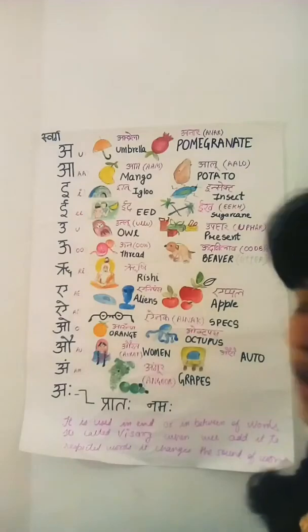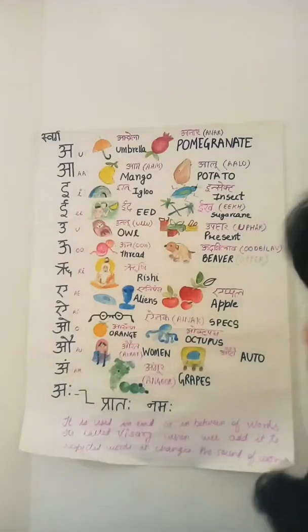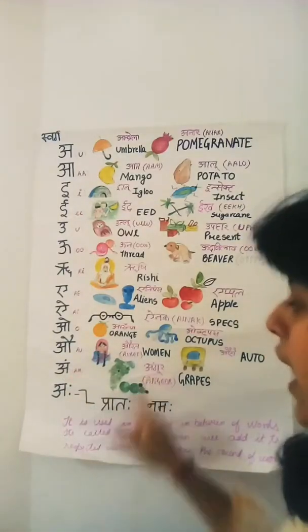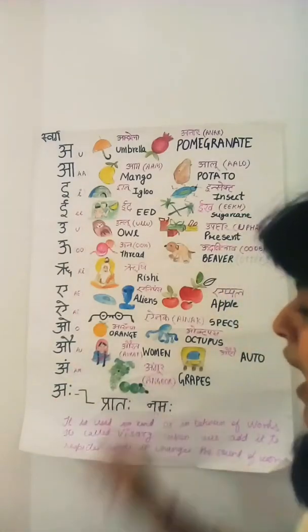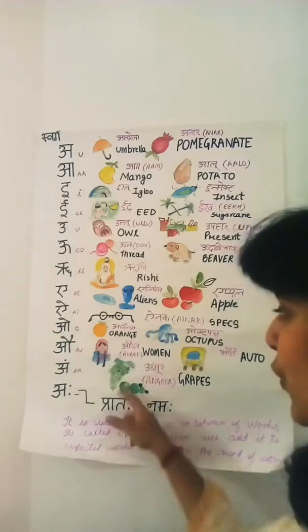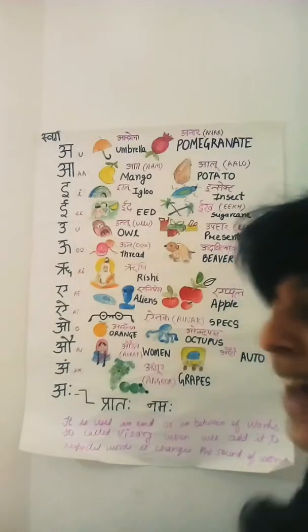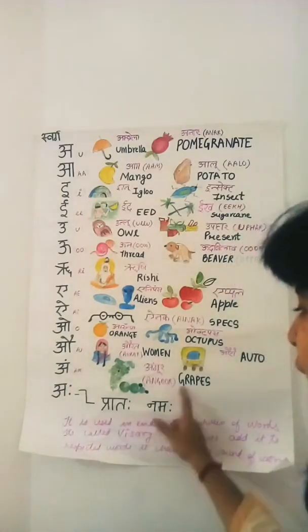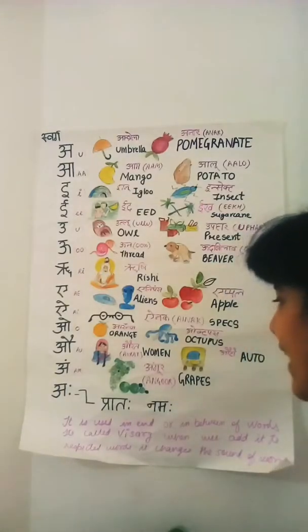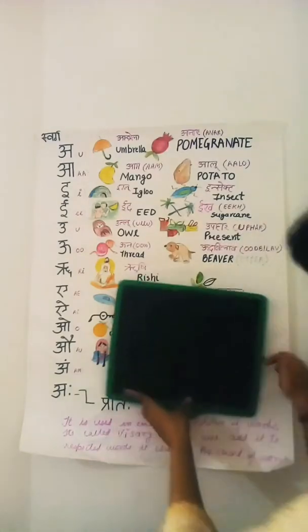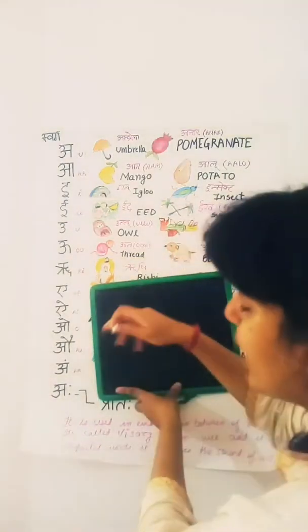Ang. Ang for angur. Angur are grapes. Ang for angur, which is grapes. So how do we write angur? First, how do we write ang?